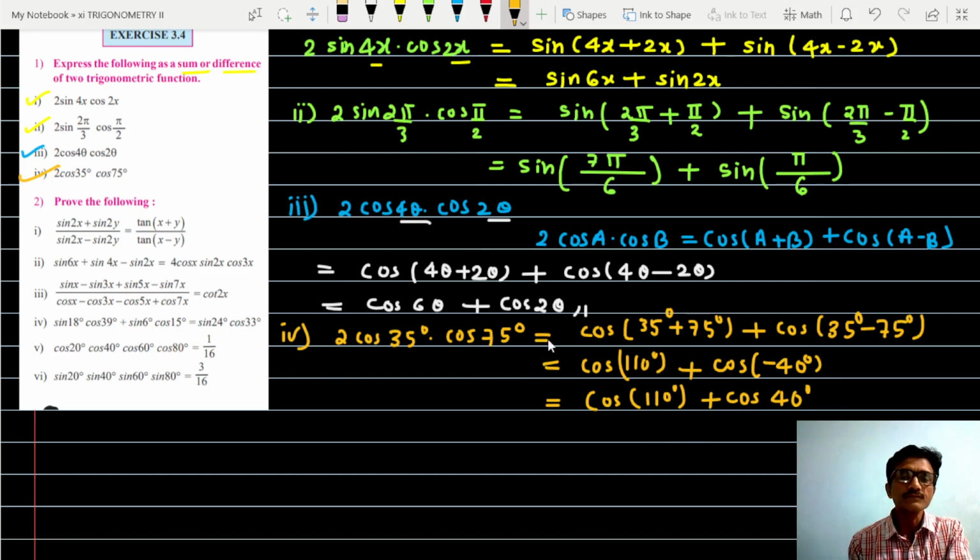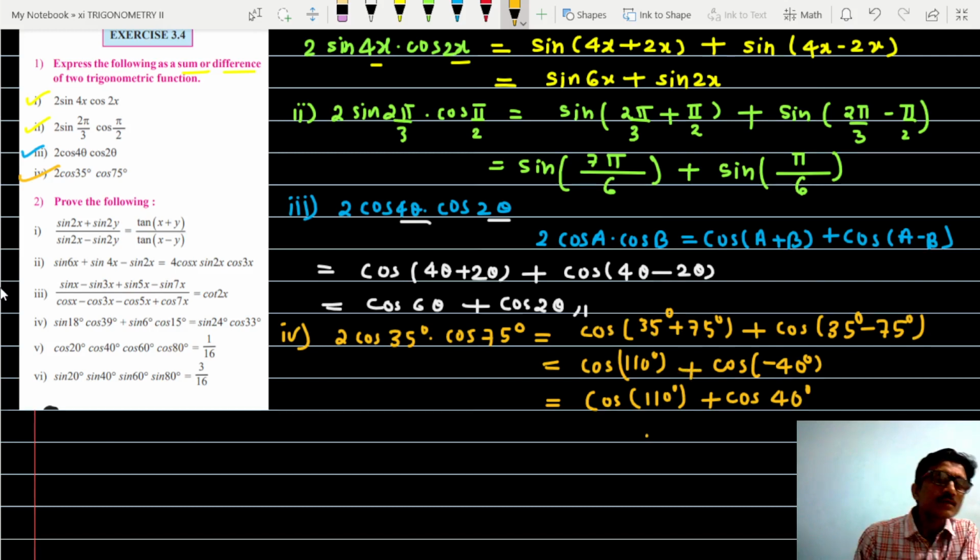Next is question number 2. See, here it is 2 cos A cos B is cos of A plus B plus cos of A minus B. Okay, so this will be cos of 35 degree plus 75 degree and cos of 35 degree minus 75 degree. So it is cos of 40 degree and this is cos of 110 degree.